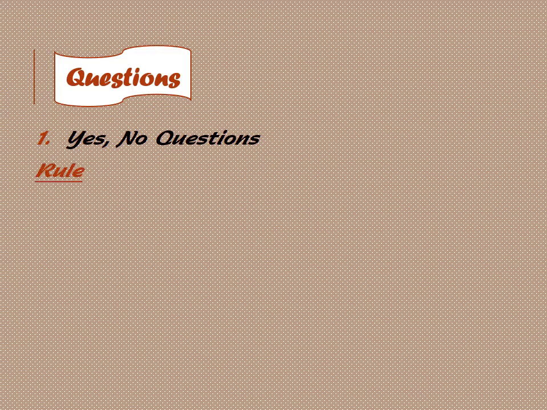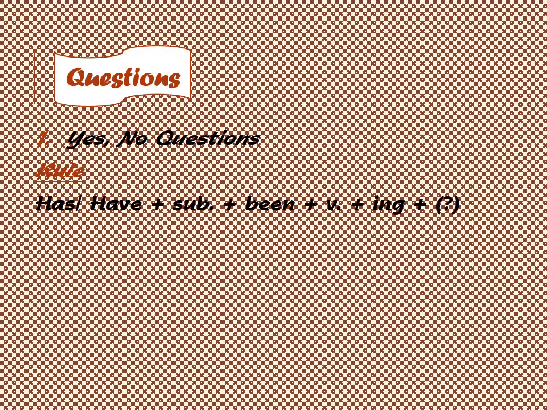Let me give you the rule. The yes-no questions should begin with the auxiliaries first, has or have, then the subject, been, the verb and the ing, and the question mark. So, my dear students, I want to ask you a question. What is the difference between the questions and the affirmative sentences?